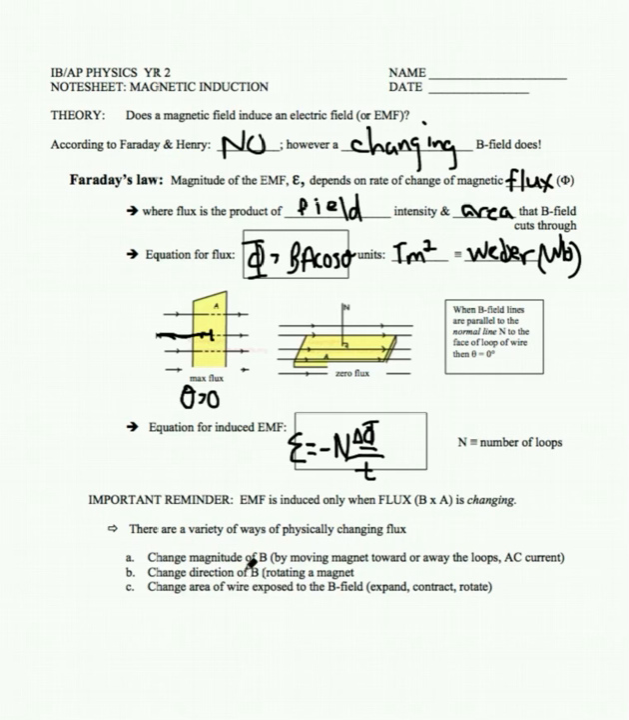You could simply change the direction of the magnetic field. The magnitude could be constant, but if it's constantly changing direction, in other words the flux goes back and forth between this direction and this direction, then you'll have a changing flux.